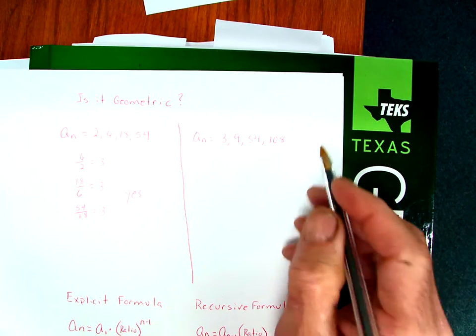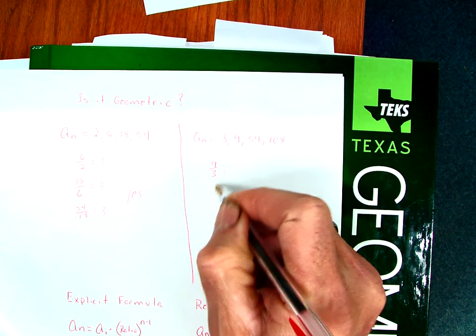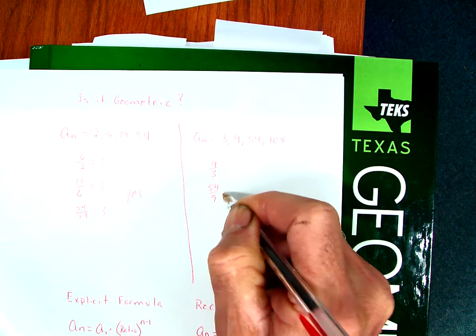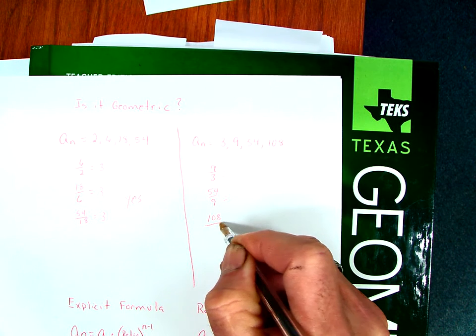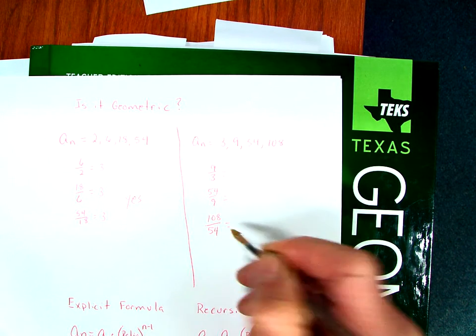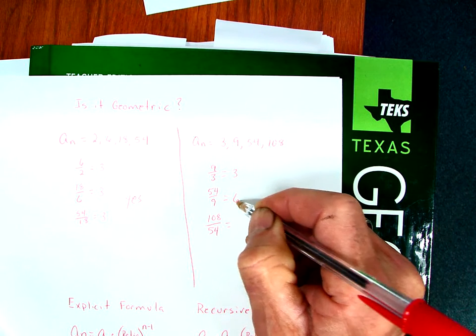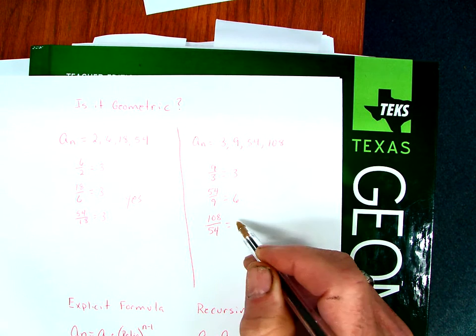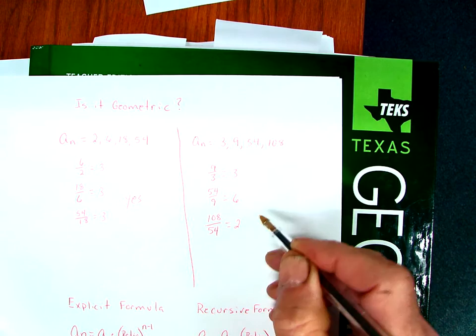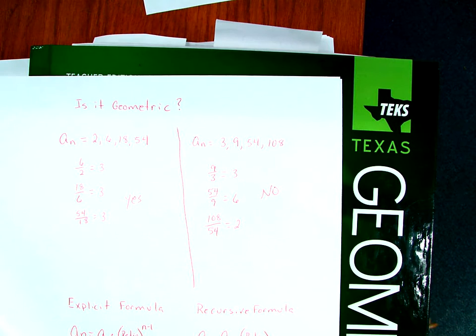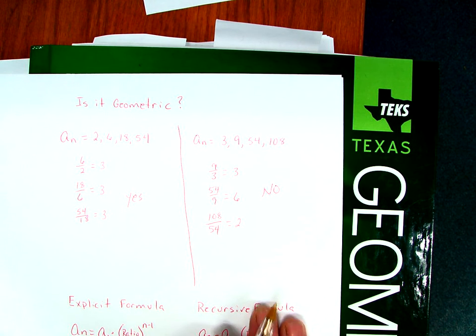What about this one? We got 9 divided by 3, 54 divided by 9, 108 divided by 54. 9 divided by 3 is 3. 54 divided by 9 is 6. 108 divided by 54 is 2. No, this is not a geometric sequence. Geometric sequences change by common ratio.